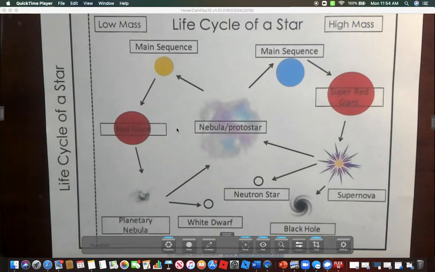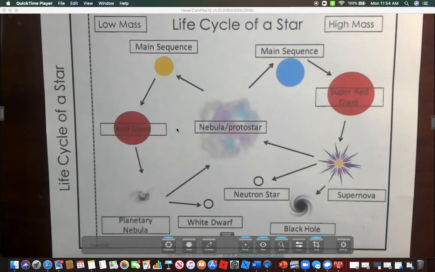Okay, guys, so I want to talk about the life cycle of a star. Welcome to week one of our super fun online learning journey. We're still going to learn about stars today. So, let's talk about the life cycle of a star.